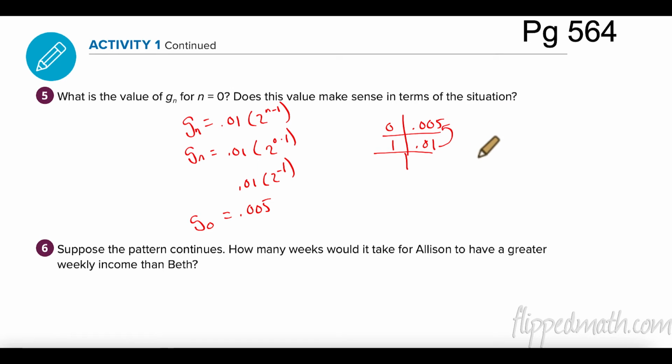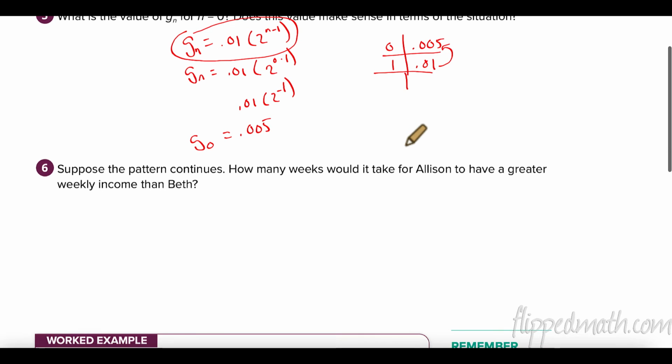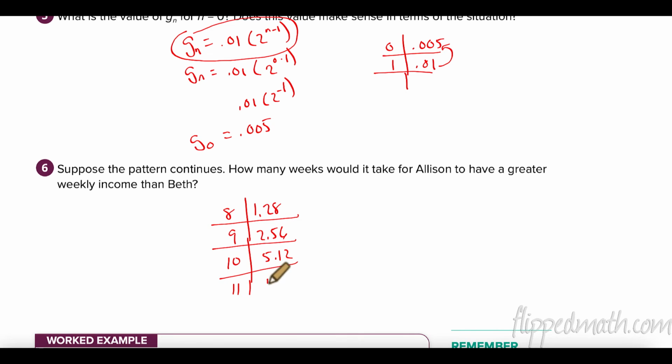And that's really important when we have functions, all right? This is a good sequence, all right? But this is a better function, okay? All right. Suppose the pattern continues. How many weeks would it take for her to have a greater weekly income than Beth? Well, we know that from our other table, week 8, we had 1.28. If we double that, week 9, we'd get 2.56. Week 10, we'd get 5.12. And week 11, boom, we'd get over $10 at 10.24. So it would take 11 weeks for us to do that.